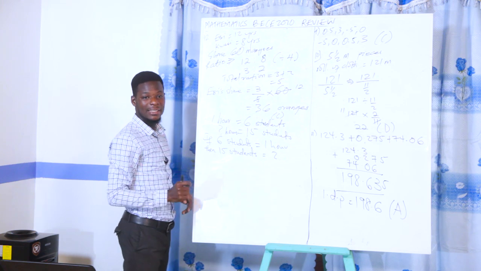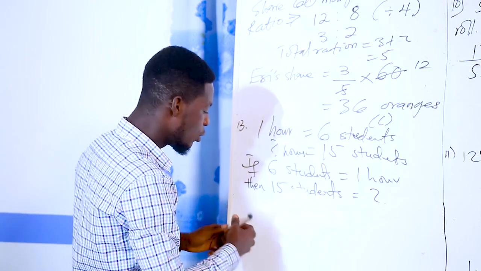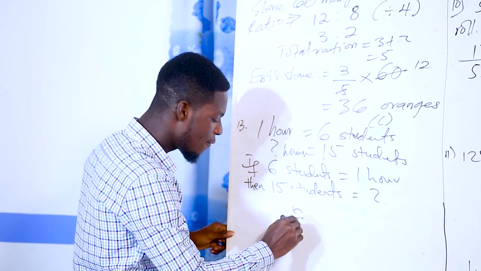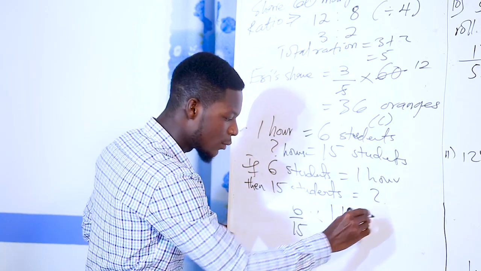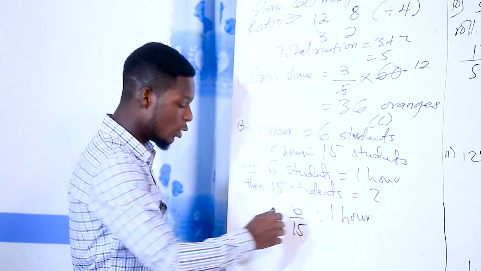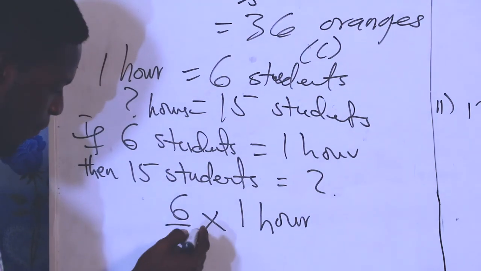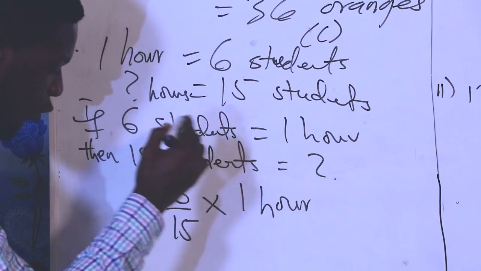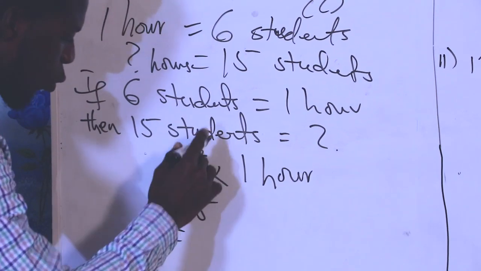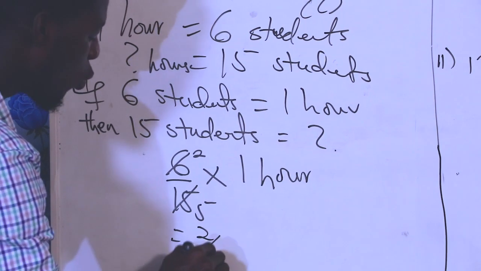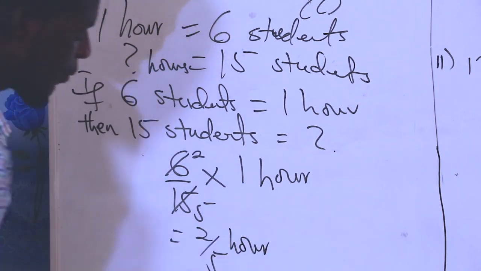And if less, more divide. So you have 6 over 15, more divide, times 1 hour. That will give you the number of hours. So we divide by 3. So 3 will go into 6, 2. 3 will divide 15, 5. So 2 over 5 times 1 hour is 2 over 5 hour.